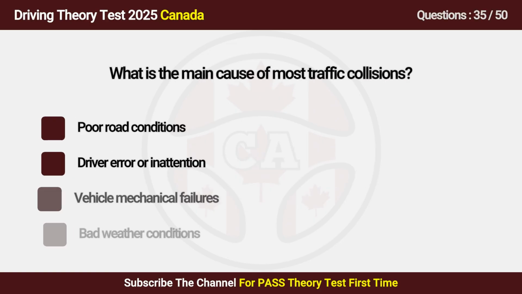Question 35. What is the main cause of most traffic collisions? A. Poor road conditions. B. Driver error or inattention. C. Vehicle mechanical failures. D. Bad weather conditions.